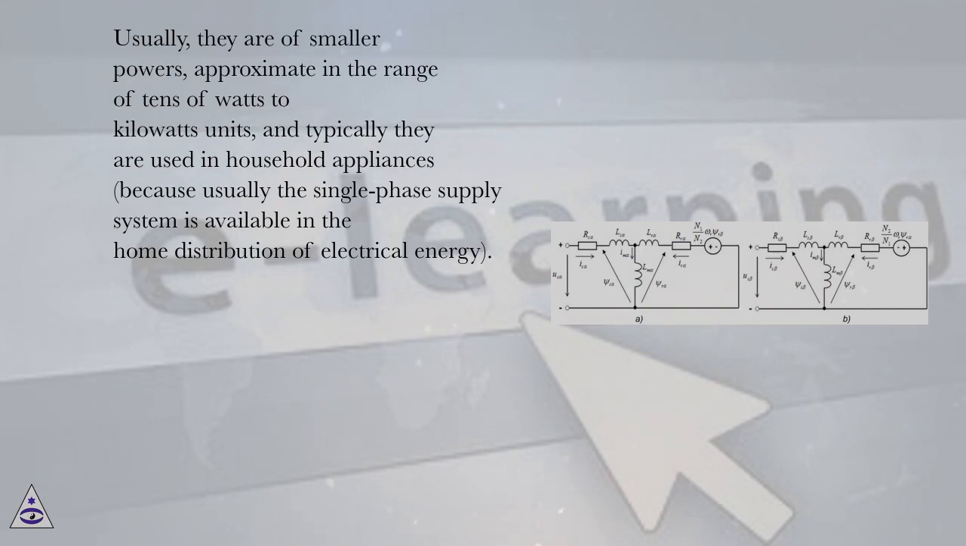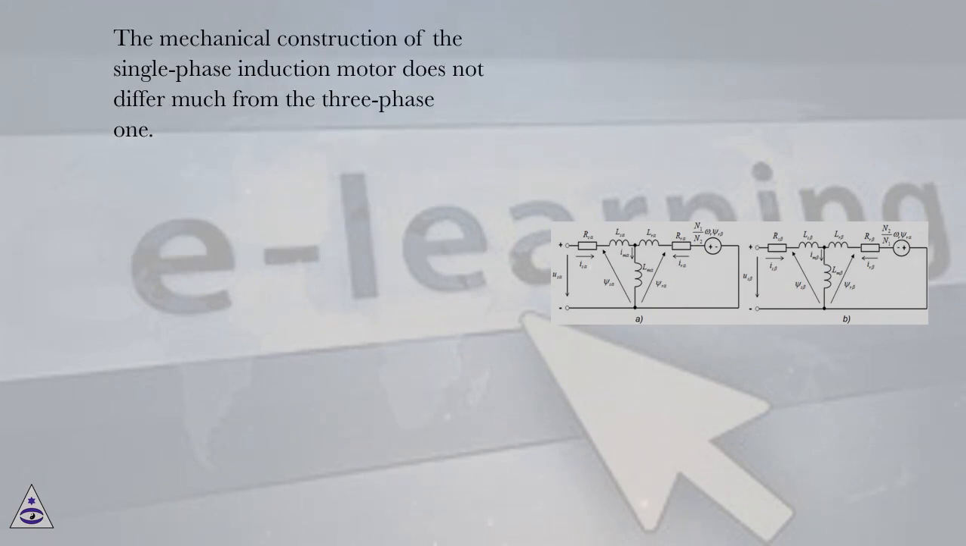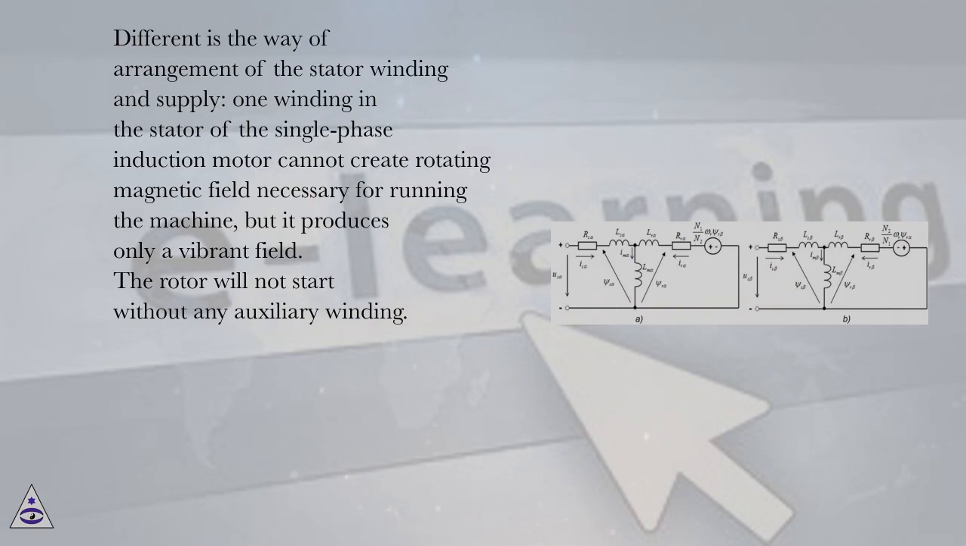Usually, they are of smaller powers, approximately in the range of tens of watts to kilowatts, and typically they are used in household appliances, because usually the single-phase supply system is available in the home distribution of electrical energy. The mechanical construction of the single-phase induction motor does not differ much from the three-phase one. Different is the arrangement of the stator winding and supply.